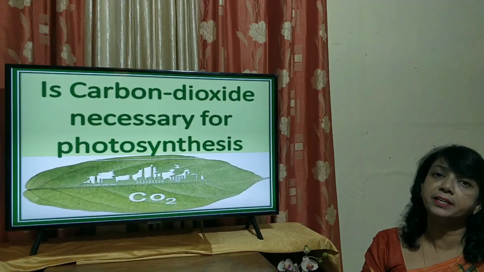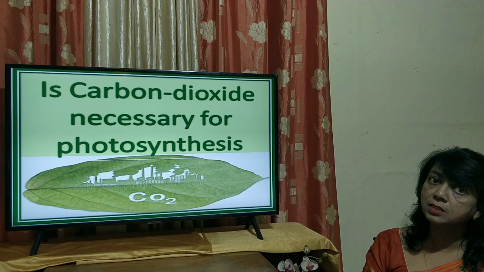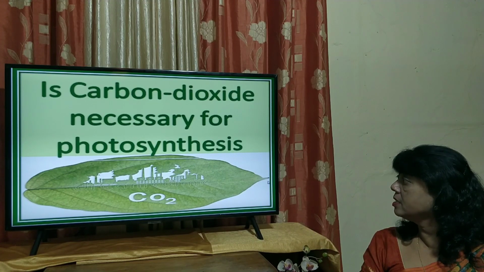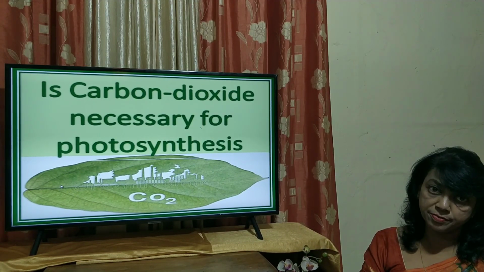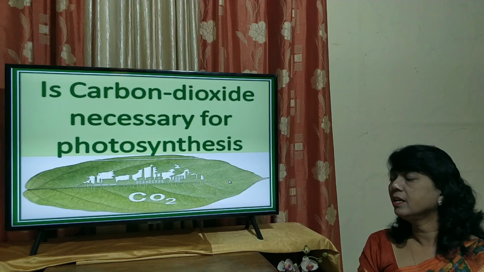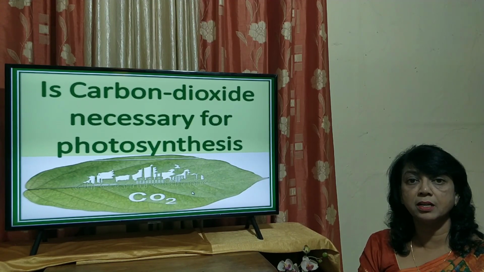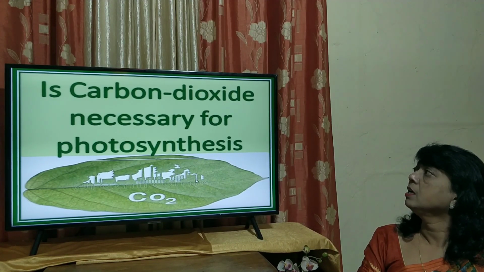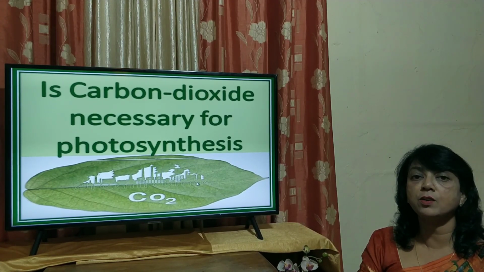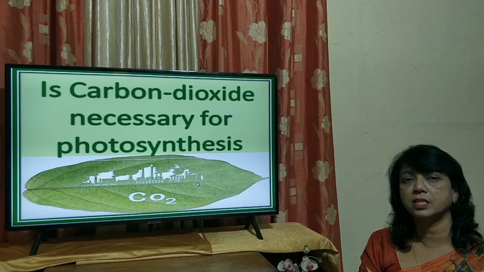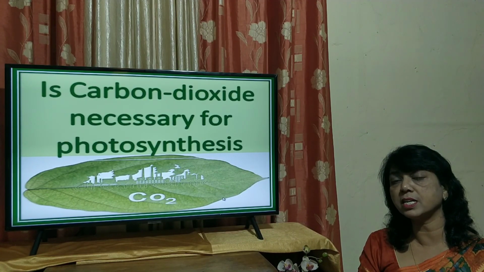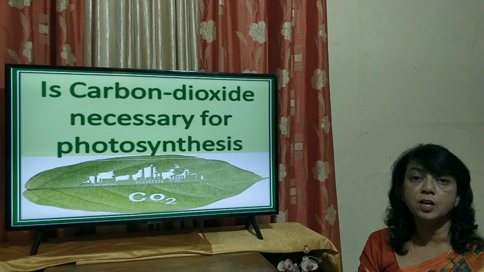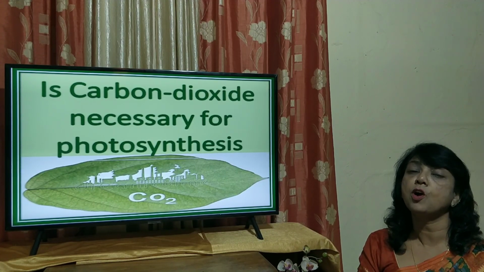Now, is carbon dioxide necessary for photosynthesis? We all know that photosynthesis is carried out in the leaf. Or we can say that the leaf is said to be the kitchen or the food factory of a plant. Now, how does carbon dioxide get inside the leaf? The carbon dioxide enters the leaf through the stomata, which are present on the lower surface of the leaf.